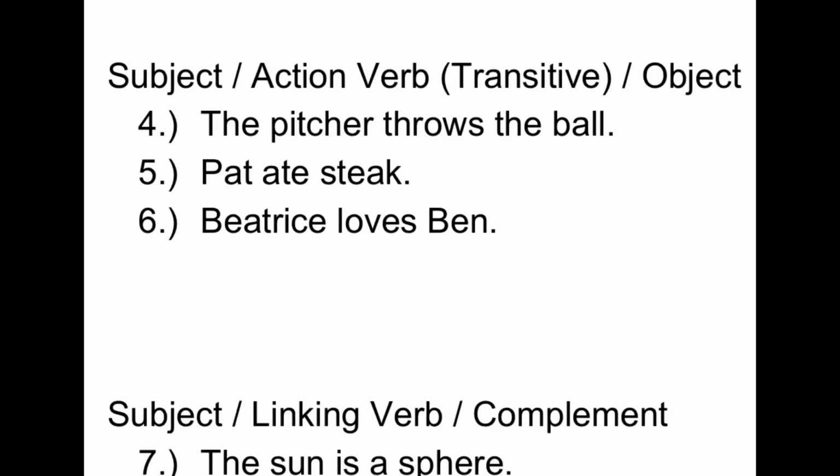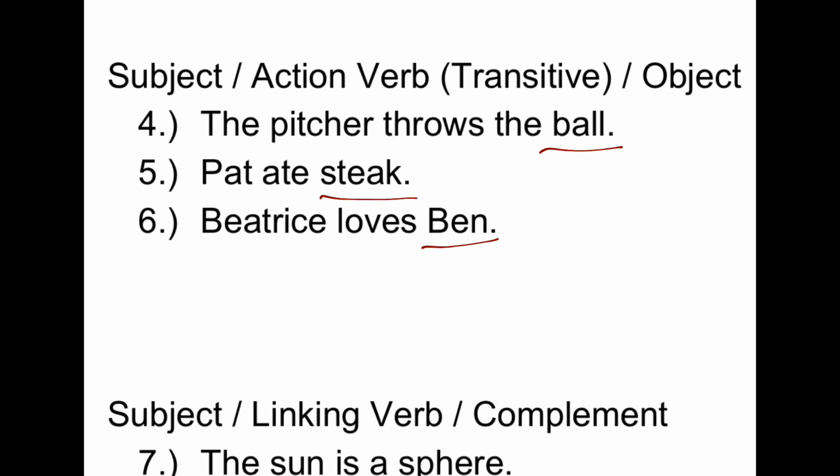The next type of sentence we looked at was a subject, action verb, object. Because these action verbs take an object, they are considered transitive action verbs, such as the pitcher throws the ball, Pat ate steak, Beatrice loves Ben. So ball, Ben, and steak were the objects here. Notice they answer the question what the pitcher threw, or what Pat ate, or who Beatrice loves. But they're a noun that comes after the verb, functioning as the direct object of that verb.